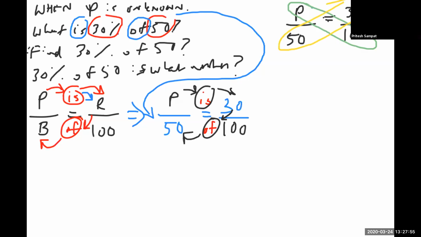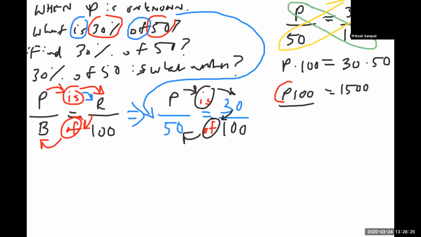So one thing we want to do with cross product rule, keep the equal sign vertically lined up, and we'll look at our problem as a left side and right side. So on the left side, I could have part times 100. On the right side, I could do 30 times 50. If I multiply that out, I have P times 100 is equal to 1500. Now, this is where I want to solve for the part.